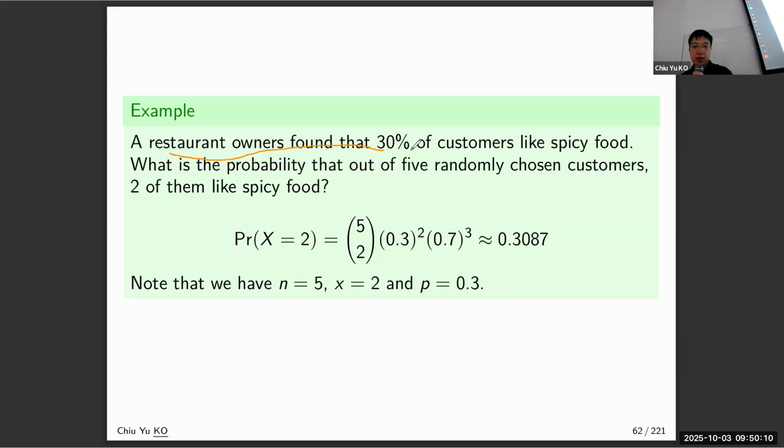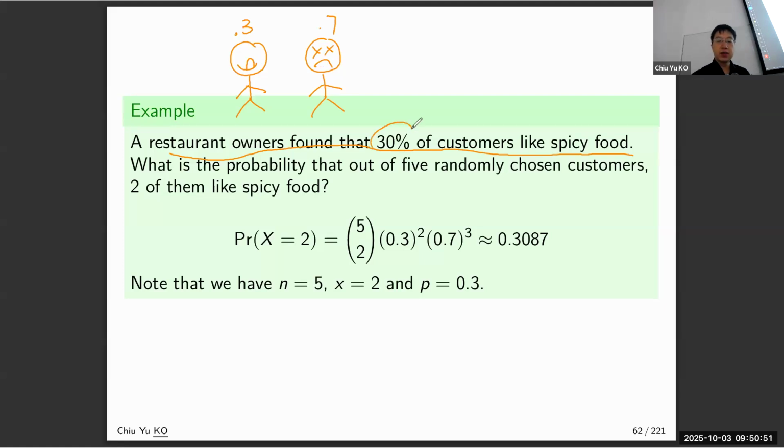So a restaurant owner found 30% of his customers like spicy food, right? So that means that if you look at this question, if I draw a particular guy, right, then he would like this spicy food with 30%, right? And that means that he would not like the spicy food with 70%, right?